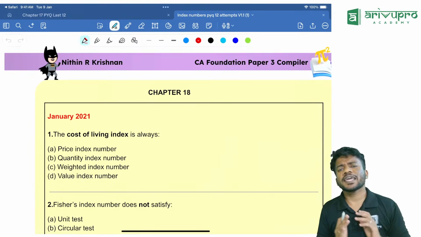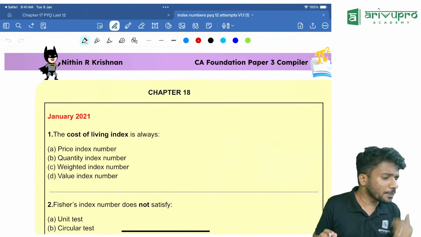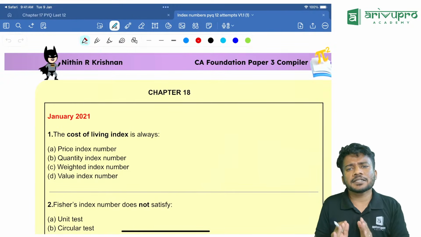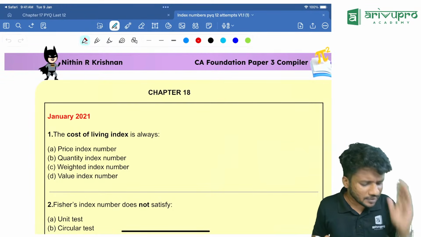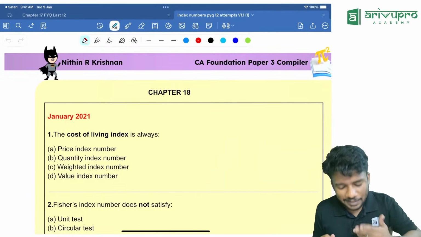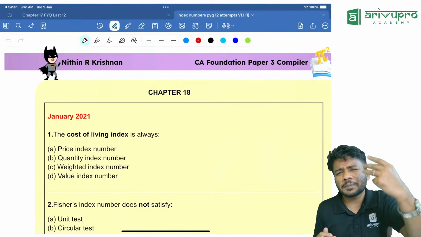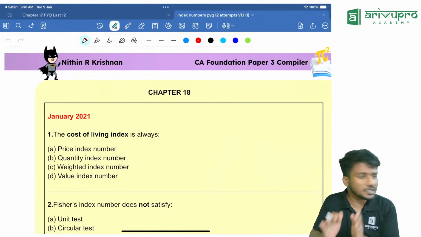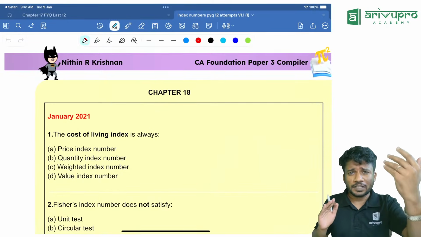Yes, today we are going to discuss chapter 18, that is index numbers, and we will be discussing the previous year questions of the last 12 attempts. It is a very easy chapter as well. Usually there is a pattern of question in index numbers. The same pattern is repeated almost all the time. Usually there will be 3 direct theory questions and 2 problem based questions. That is the pattern which we have seen in index numbers over the last 5 years.